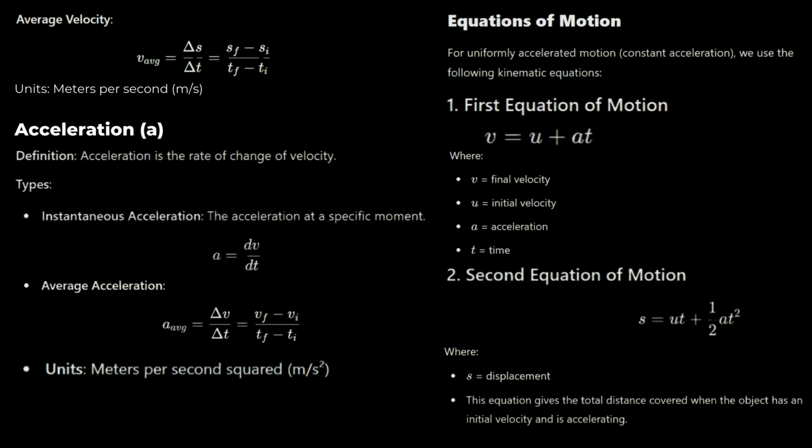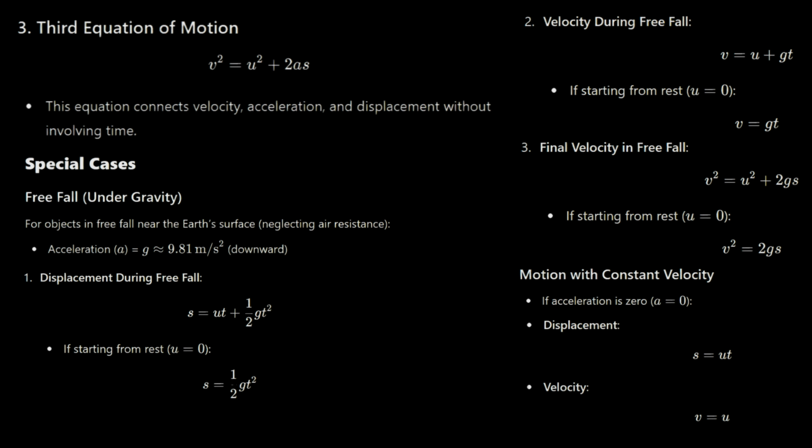The second equation is s is equal to u into t plus half a into t squared. The third equation is v squared is equal to u squared plus 2 into a into s. In some special cases, we use g instead of a when the body is in free fall. Here, g means acceleration due to gravity, which has a value of 9.8 meters per second squared. All these formulas are in front of you. You can pause the video and note them down.